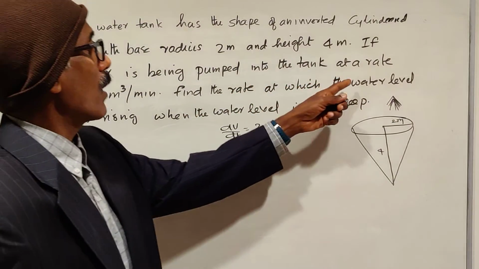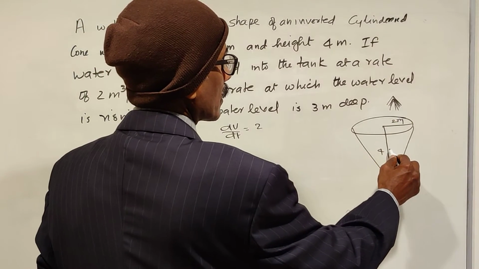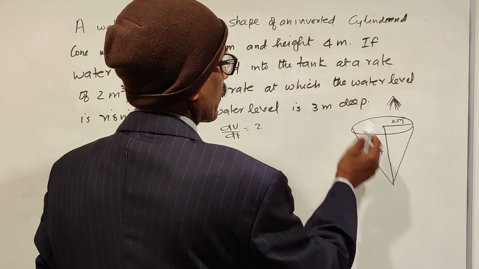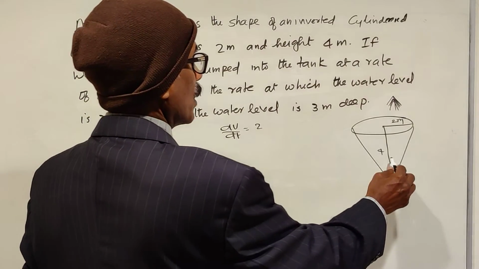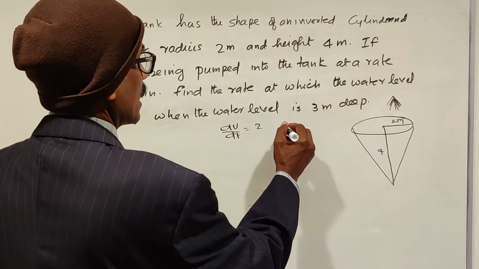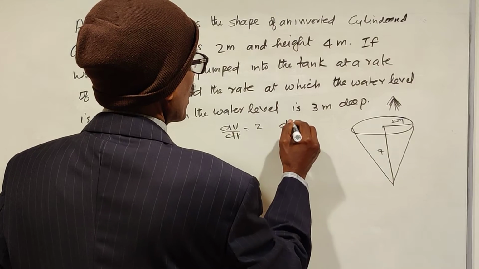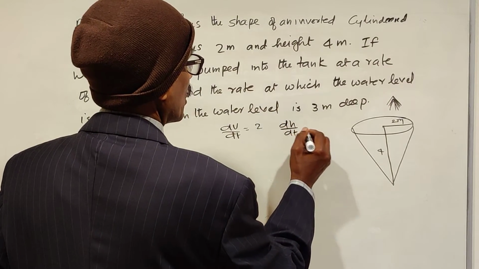Find the rate at which the water level rises. What is the rate of change of water level with respect to time? We need to find out dH by dt. Speed of the water level, we need to find out.